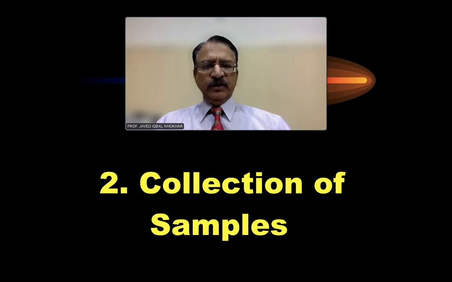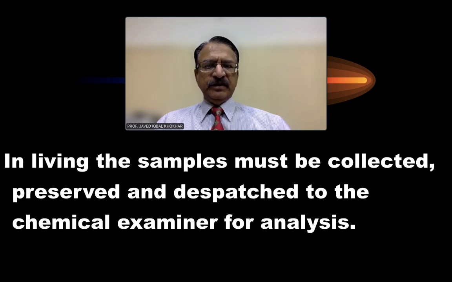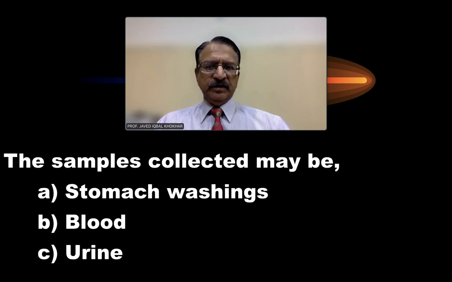Now regarding the collection of samples, in living the samples must be collected, preserved and dispatched to the chemical examiner for analysis. And usually they are the stomach wash, the blood and the urine, or any food which is available or any beverage which is available, they are sent to the chemical examiner. So the samples collected are the stomach wash, the blood and the urine.